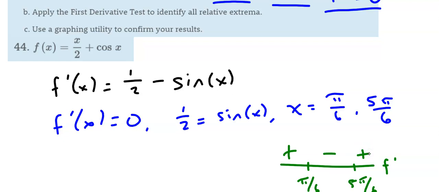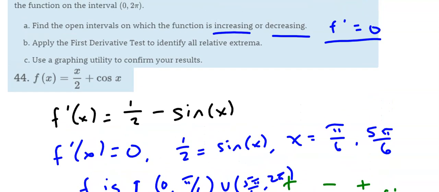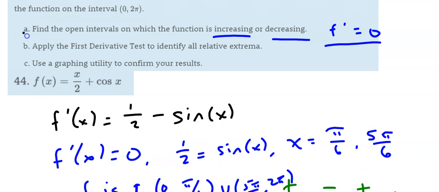Okay, so this tells me that f is increasing on the interval from 0 to pi over 6 union 5 pi over 6 to 2 pi. f is decreasing on pi over 6 to 5 pi over 6. I can tell this because f prime is negative on that interval, and for increasing, f prime is positive. Okay, so I got A taken care of. Let's take care of B.